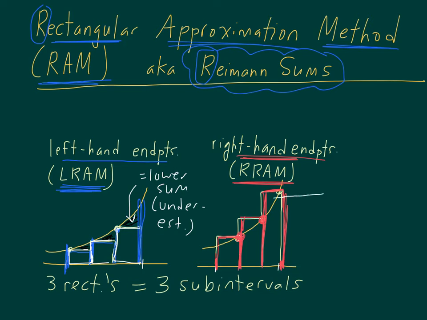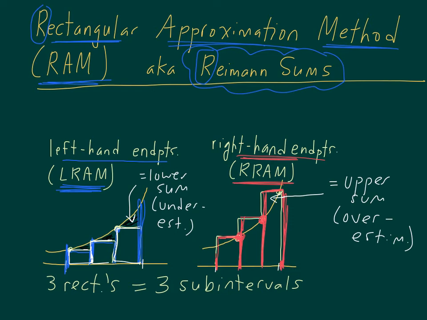Whereas over here, we can see that if we were to find the area of our rectangles, it would be greater than the real area underneath that curve. Well, this is known as an upper sum. It's above the curve as opposed to below the curve. So this would actually be an overestimate of our actual area.